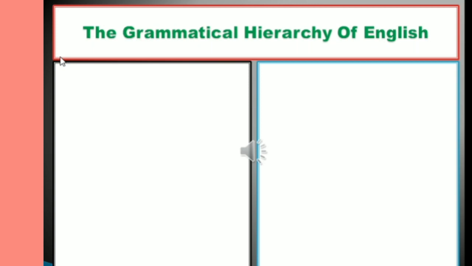Every language has its own hierarchy. So has English. When we think about the grammatical order of English, first come alphabets. You know that A, B, C, D to Z. But with the help of these alphabets, we make morphemes. Now what is a morpheme? Let me explain.